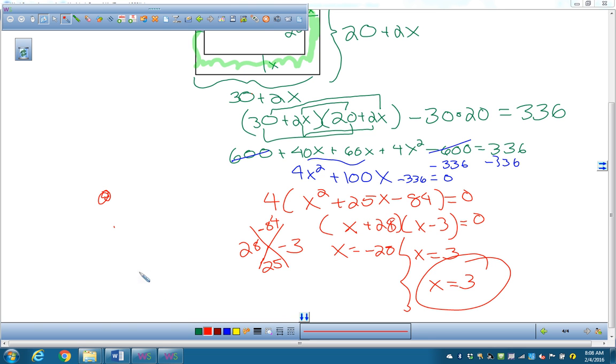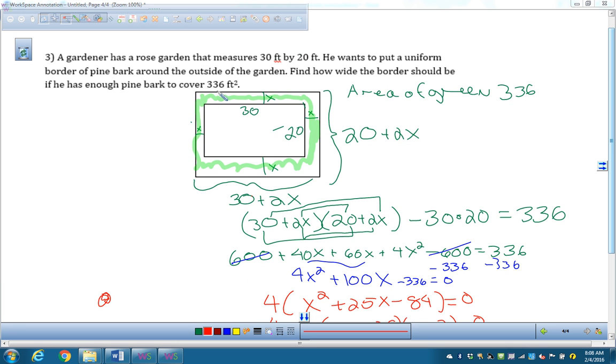Yes, ma'am. What if you add in 3 to the equation, that called plus 2? Well, that's if they were asking you for the side length, but they're not. They're asking you how wide does the border need to be. So all you're really looking for is x. They don't say what are the outside dimensions. If they said what are the outside dimensions, then you have to go 20 plus 2x or something. Good. Okay.